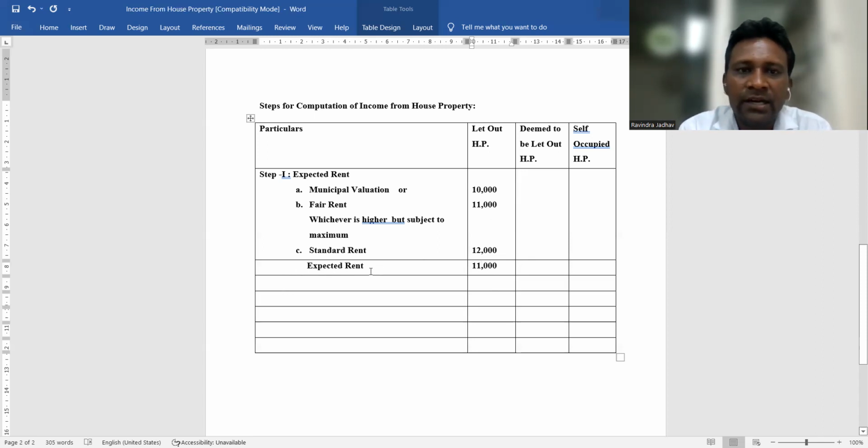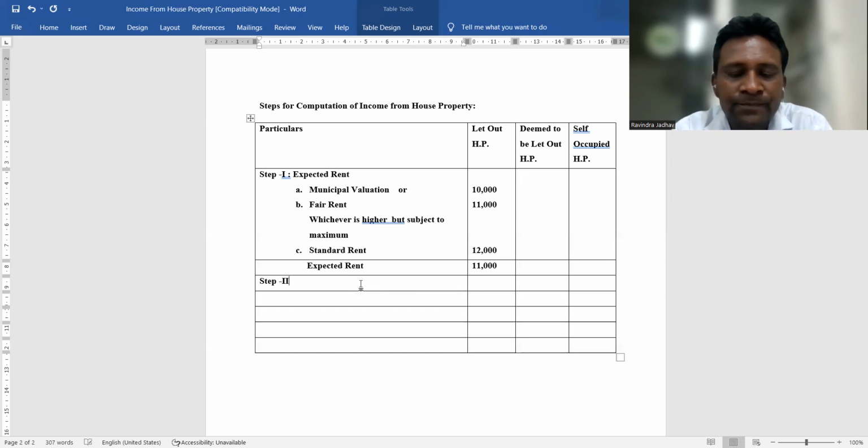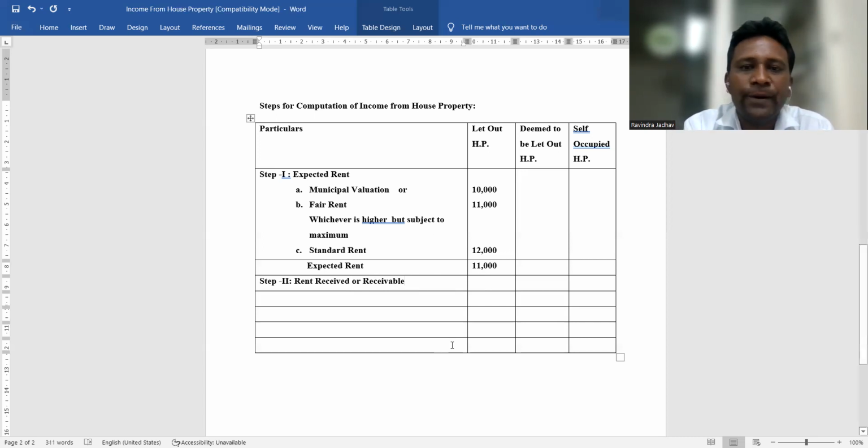Step number first, it is called the expected rent. So this is the expected rent from that particular house property if it is not given on let out. Okay. So now step number 2. Step number 2. Rent received or receivable. Okay, rent received or receivable.